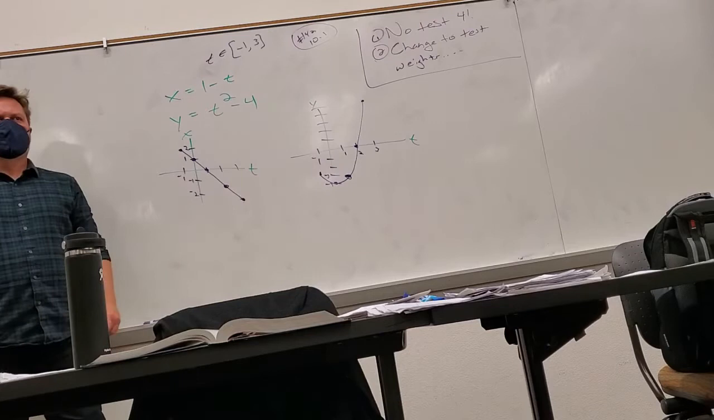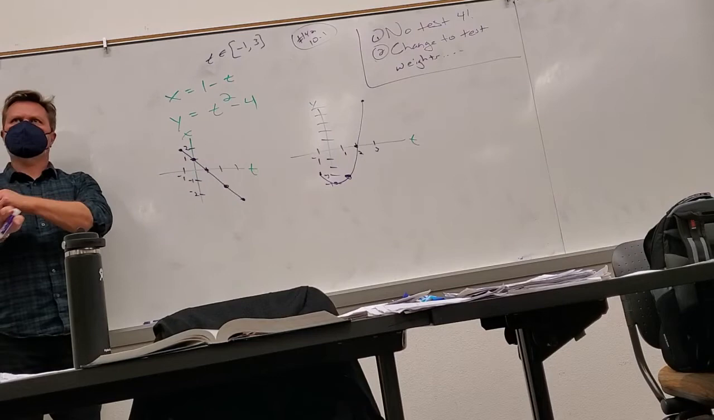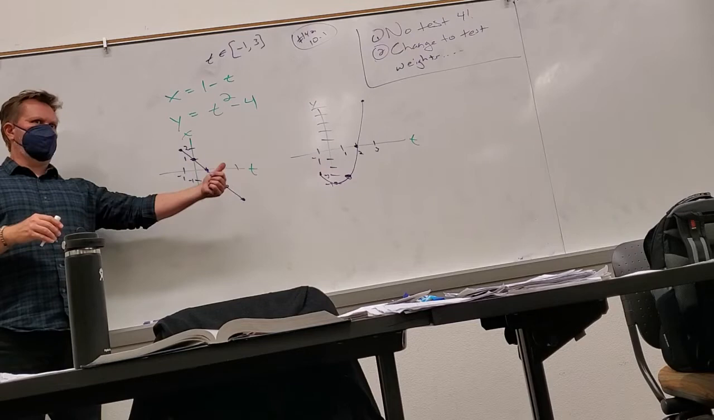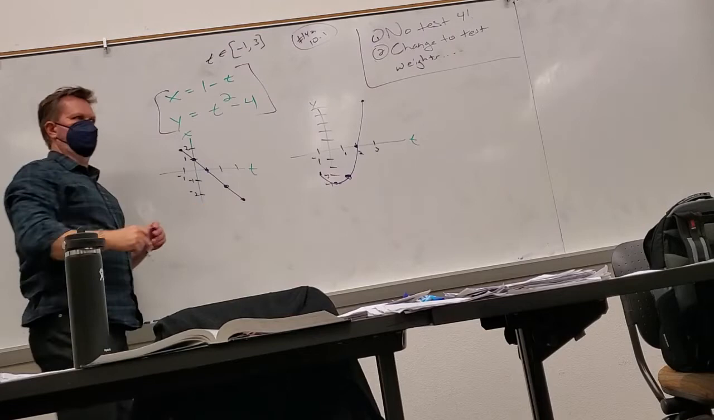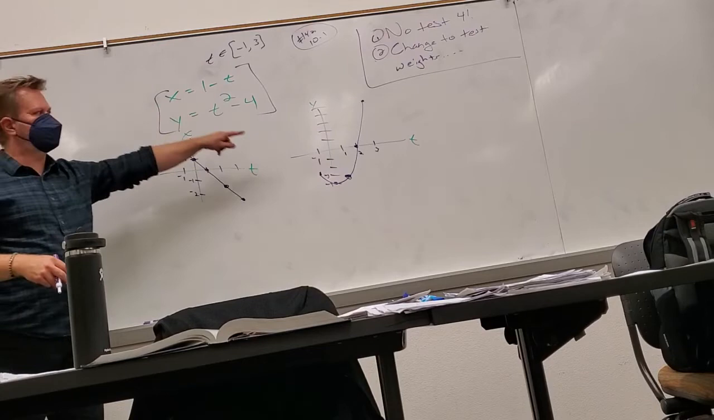Okay, I really want you to understand what's happening. This is x and y each separately as a function of t. So here t is showing up very obviously. But that's not a graph of this curve. Neither one of those is a graph of this curve. This is the x parts of the points that go into this curve, and that's the y parts of the points that go into this curve.